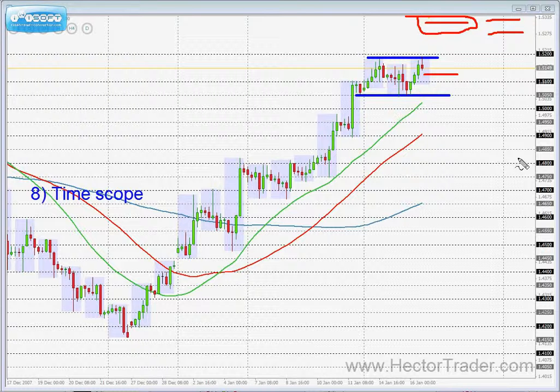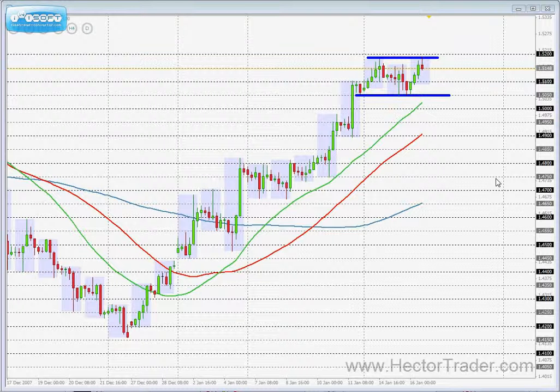And finally, the time scope. How long do you expect this trade to be open for, and what's the time limit at which you may want to reassess the situation, perhaps manually close the trade, etc., etc. All right, that's the trade plan for the euro against the Canadian dollar.